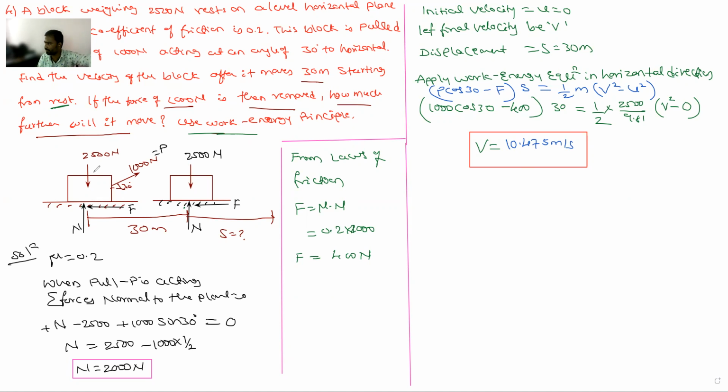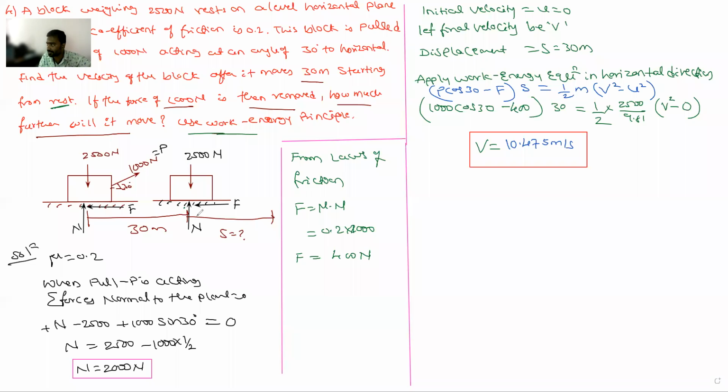Okay, the sulfate is given. Then there is a P force applied at an angle of 30 degree and it is moving in the horizontal direction. After 30 meter, the P force is removed. Initially the body was at rest. Now to come at a distance of 30 meter, it has acquired a velocity of 10.47 meter per second. Then after reaching 30 meter, the P force is removed.